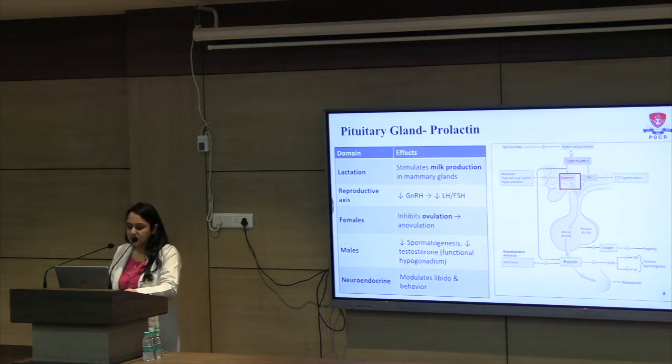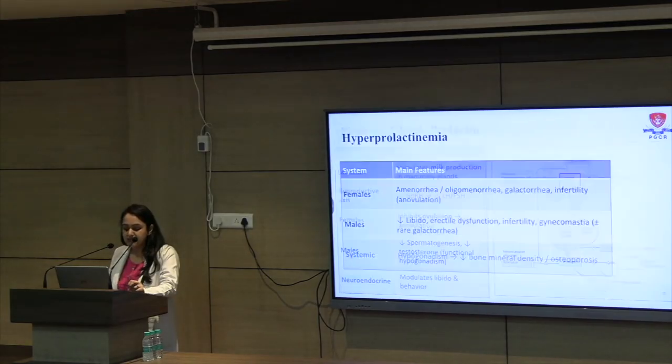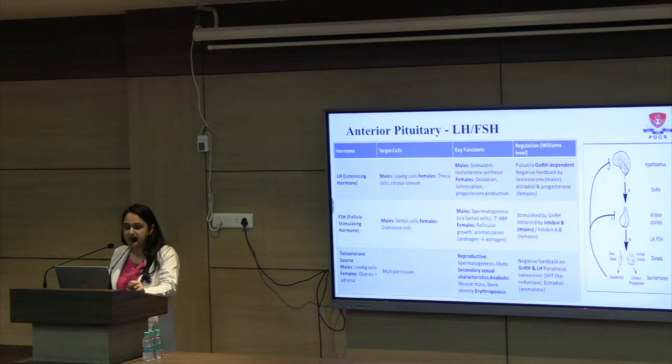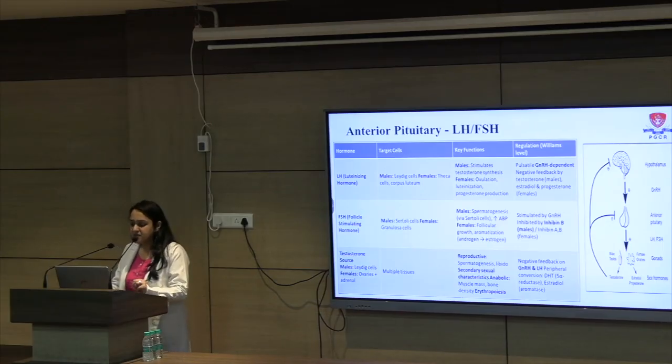Now coming to the next hormone, prolactin. Prolactin is under tonic inhibition by dopamine from the hypothalamus. A decrease in dopamine leads to an increase in prolactin. Prolactin also suppresses gonadotropin releasing hormone, which leads to a decrease in LH and FSH, which in turn inhibits ovulation in females and reduces spermatogenesis and testosterone in males. So hyperprolactinemia presents in females with amenorrhea, oligomenorrhea, galactorrhea and infertility, and in males with reduced libido, erectile dysfunction, infertility and gynecomastia.